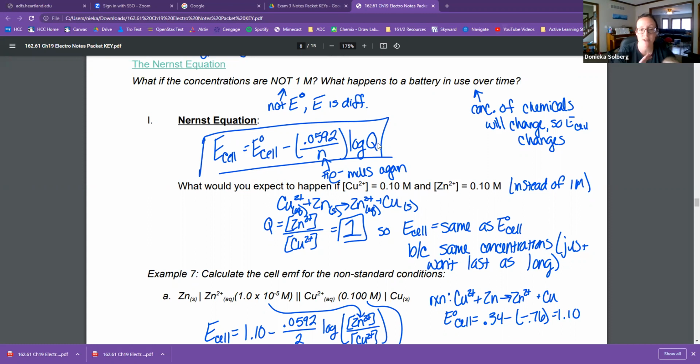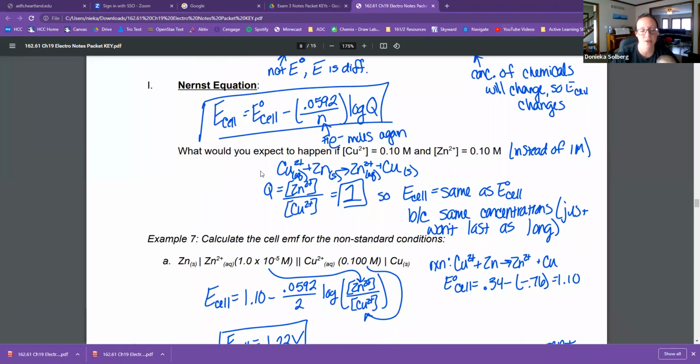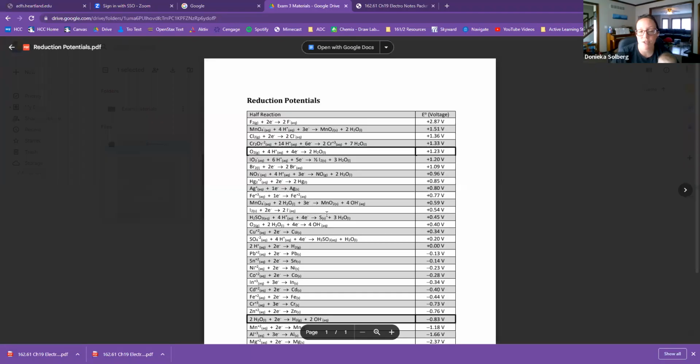Now to figure out what Q is, you have to actually write out the reaction. Okay, so I did that first. I wrote out this reaction. I've got copper 2+ plus zinc makes zinc 2+ plus copper. Now, why did I write it this way? Okay, I'm going to pull up the sheet to show. So I have copper and zinc, right? Remember, whichever one is higher is going to go in the forward direction. So I've got copper right here, and I have zinc down here. That means copper is going to go forward, so it is going to be reduced, and zinc is going to go backward, zinc is going to be oxidized.